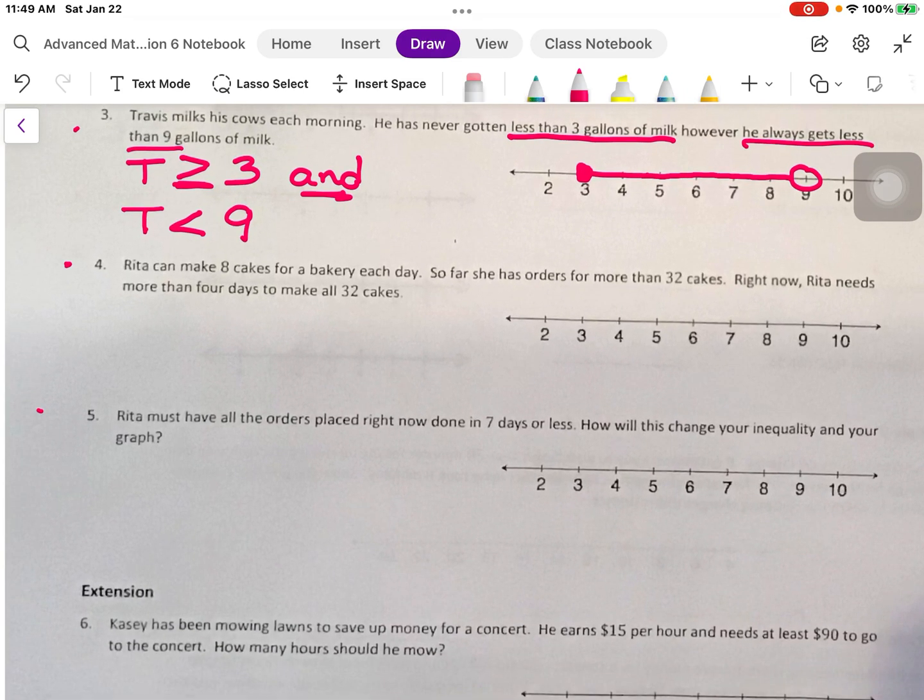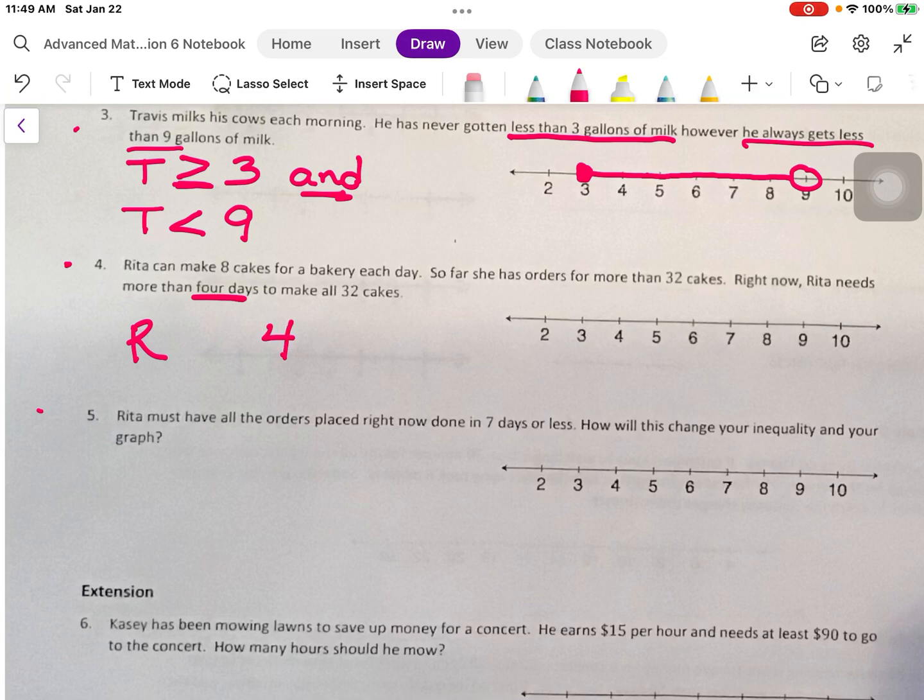Number 4, Rita can make 8 cakes for a bakery each day. So far, she has orders for more than 32 cakes. Right now, Rita needs more than 4 days to make 32 cakes. All right, so this got a little extra information in it, but we know Rita, 8 cakes a day. If she does 8 cakes a day and she has orders for more than 32 cakes, she's going to need 4 days for that. All right, so more than 4 days.